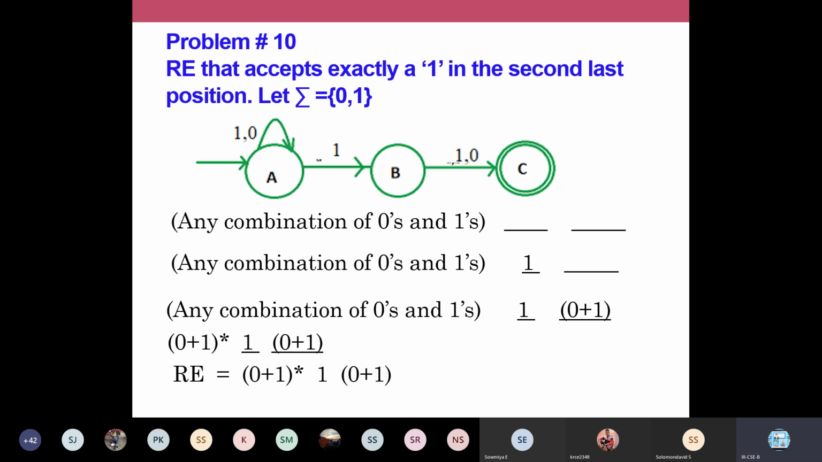So the expression will go like this: (0+1)*, followed by a 1, and then (0+1). So this will be your regular expression for strings with the 1 in the second last position.